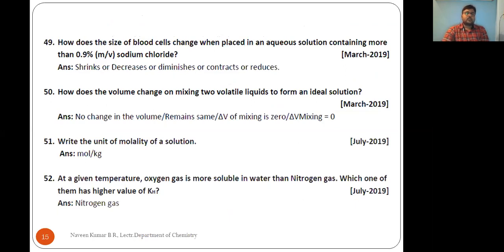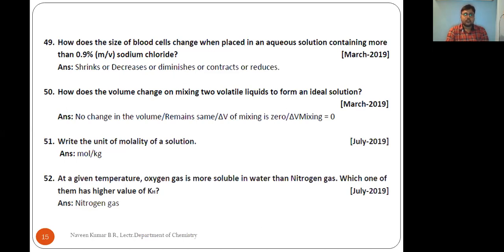Next, from March 2019 paper. How does the size of a blood cell change when placed in an aqueous solution containing more than 0.9% sodium chloride? The same example we discussed. Greater than 0.9% NaCl solution is hypertonic. Hence, the blood cell loses its water. As a result, the cell shrinks, and its size decreases.